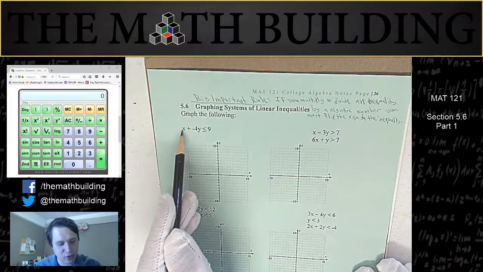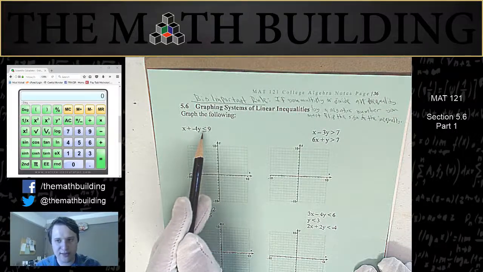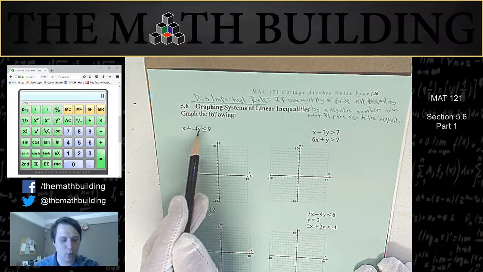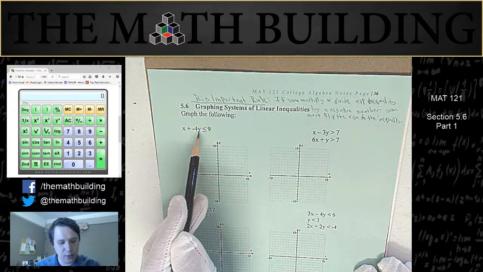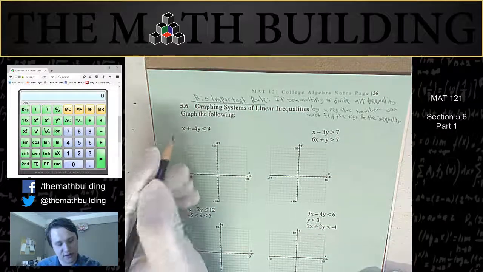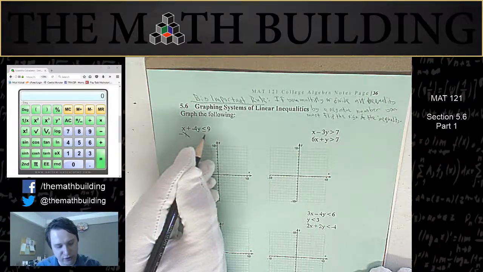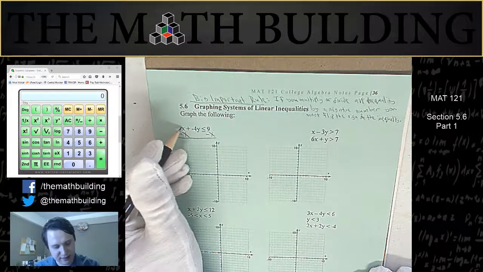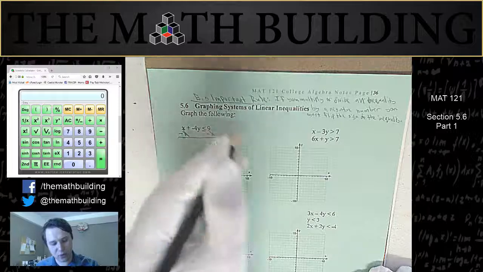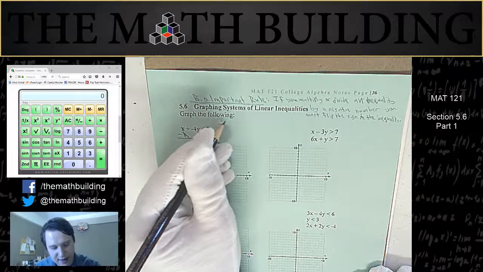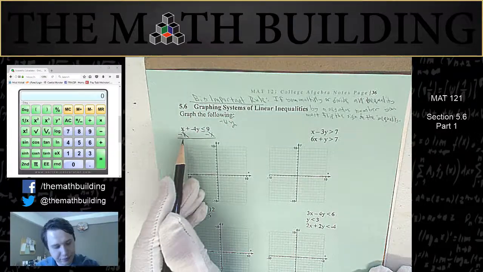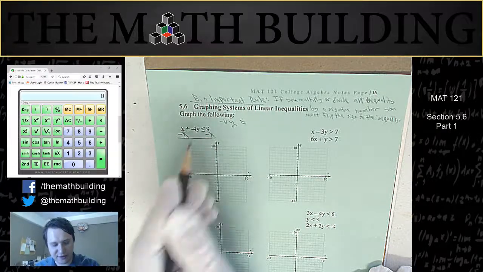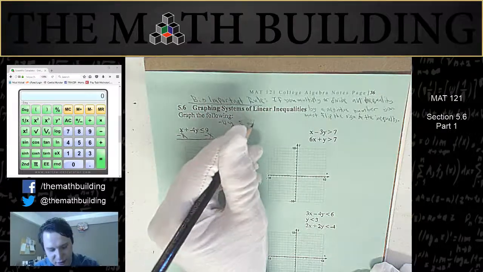So let's graph the first one. x plus negative 4y is less than or equal to 9. What we should do is solve this for y, and then we will be able to graph it. So the first thing to do is to move the x over by subtracting it. When we do that, the x cancels with the negative x, which gives me, negative 4y is less than or equal to, and I like to put the x first, so that would be negative x plus 9.